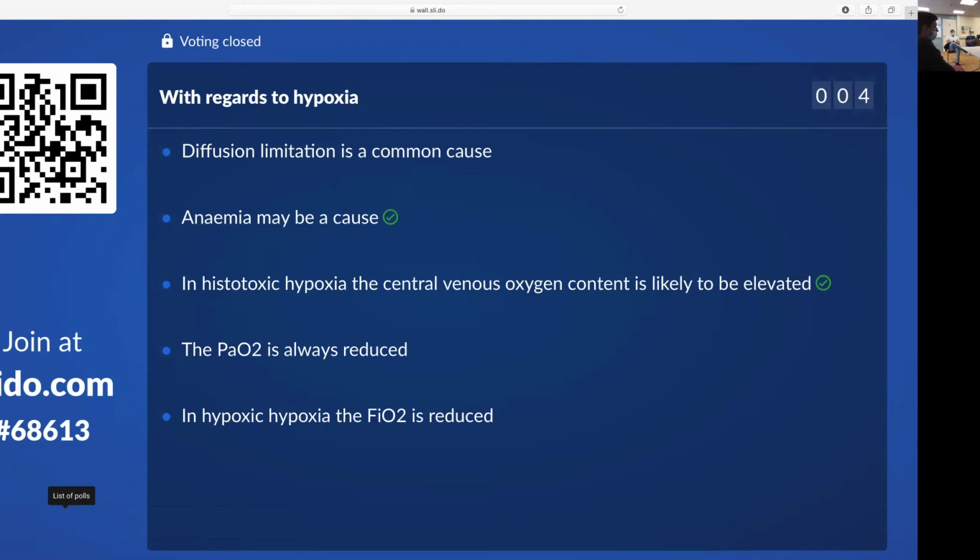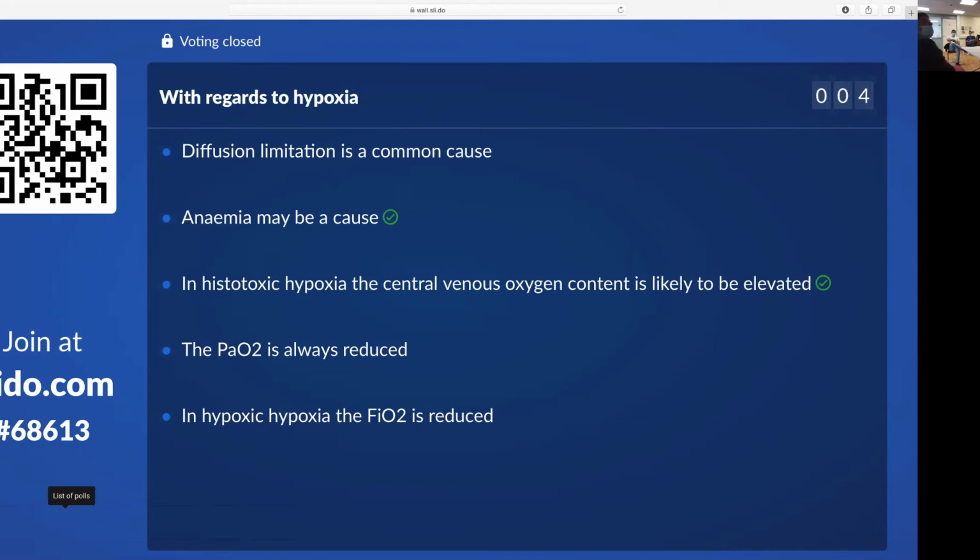The PaO2 is always reduced. The arterial oxygen tension is always reduced. No, anything with "always" in the title is usually a wrong idea. And in hypoxic hypoxia, the FiO2 is reduced. No. Doesn't have to be. I thought it would be.